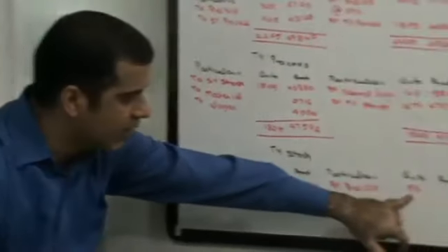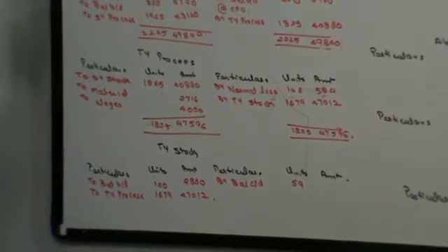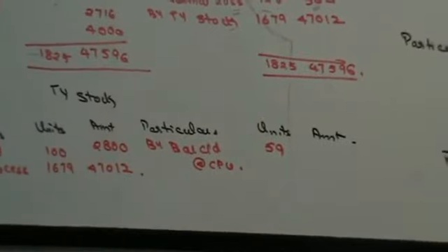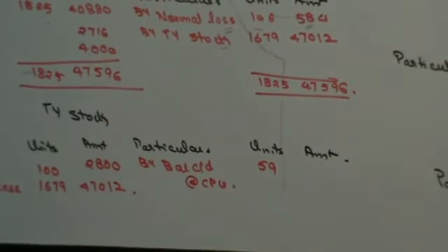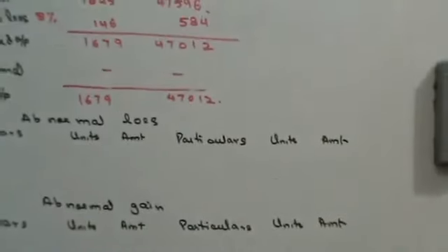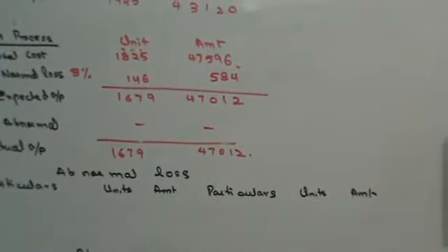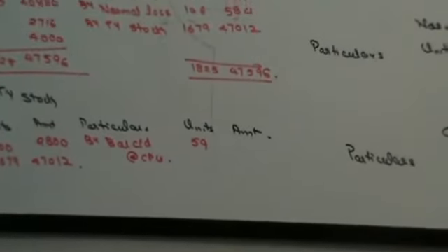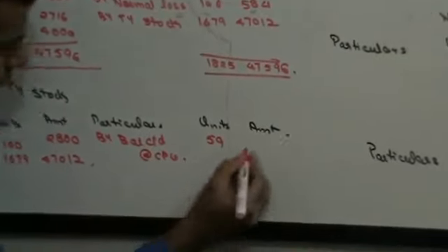Remember that. Now, the closing value is 59 units. As I told you, closing balance of stock is always to be calculated at the rate of CPU. Now, I don't think we calculated the CPU of TY process. TY process expected output was 47,012 and units was 1679. So in that case, my CPU must have been 28 rupees. How did I get 28, guys? 47,012 divided by 1679. That's how I got 28 rupees. Okay. So now, if I multiply 59 by 28, I'll get 1652.